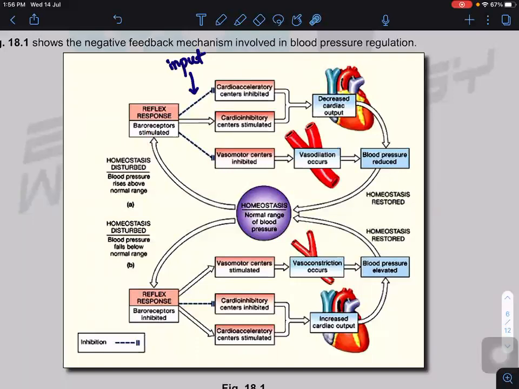So similar, if let's say blood pressure too low, then the opposite way is activated. So it means that you can see that vasoconstriction occurs, increases the cardiac output, and brings the blood pressure back to the normal.